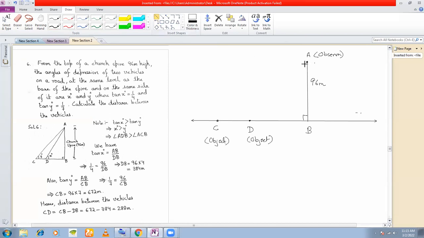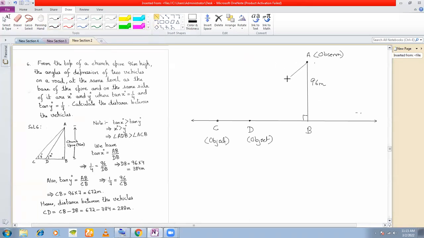From the top of the tower, let's read the full question. The angle of depression of two vehicles on a road at the same level as the base of the spire and on the same side, C and D are on the base of the tower and also on the same side, definitely you can see, of it are x degree and y degree, where tan x degree is 1/4, tan y degree is 1/7. So x degree and y degree are the angles of depression.